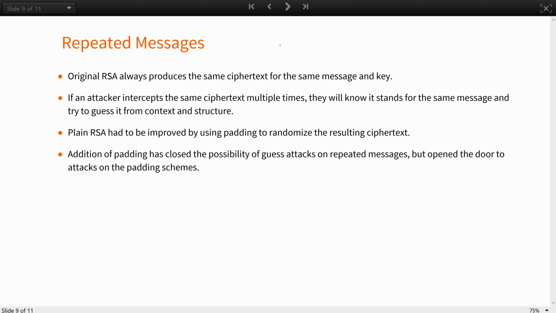The way RSA was initially designed always produces the same ciphertext for the same message and the key. So if an attacker intercepts the same ciphertext multiple times, they will know it stands for the same message and try to guess it from context and structure. This approach was successfully used against Enigma during World War II, for instance. To prevent that, the plain RSA had to be improved by using padding to randomize the resulting ciphertext. The addition of padding has closed the possibility of guess attacks on repeated messages, but it has opened the door to attacks on the padding schemes.